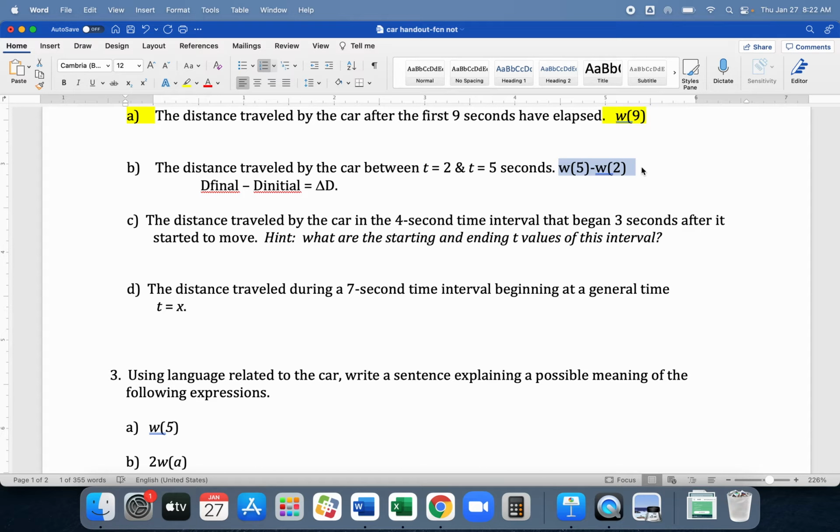A distance divided by a time. Rate of change, yeah. And so if I did that expression, W of 5 minus W of 2 over 5 minus 2, or over 3, that would give me a number of feet divided by a number of seconds, give me feet per second.